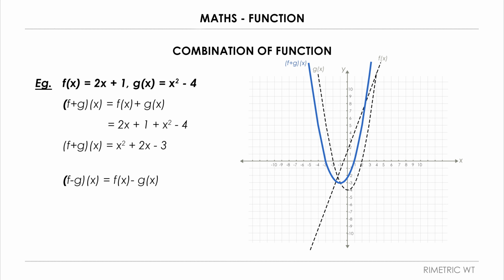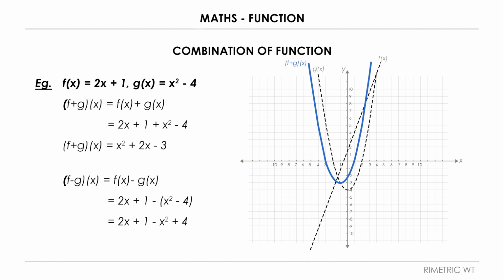I encourage you to pause the video now and try this one, but be very careful with your parentheses. All right, let's see how you did. We have 2x + 1 − (x² − 4). This example should serve as a reminder to distribute that negative sign across the entire second function.